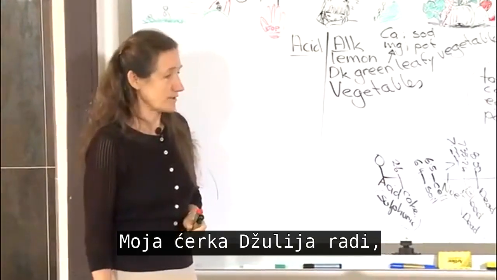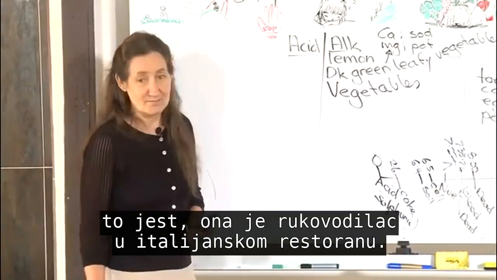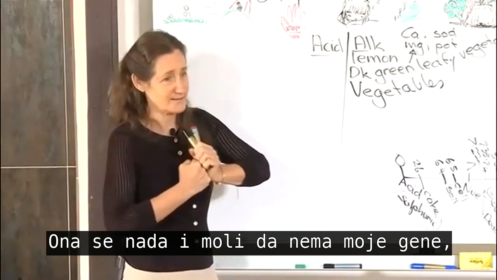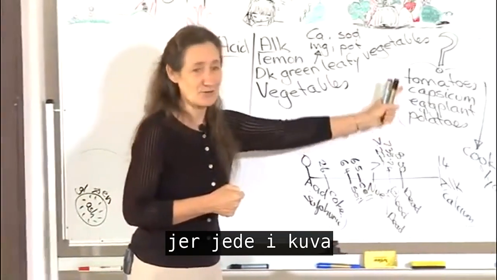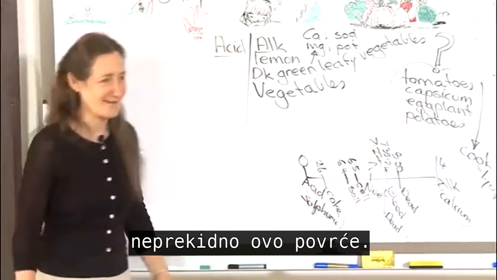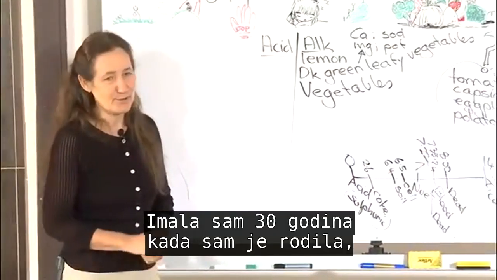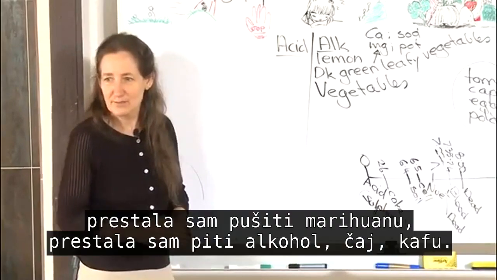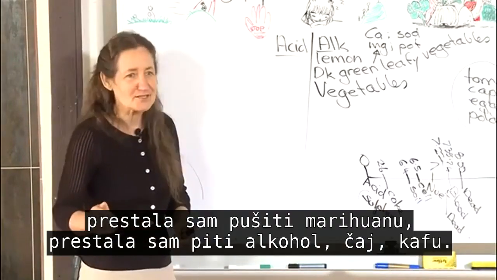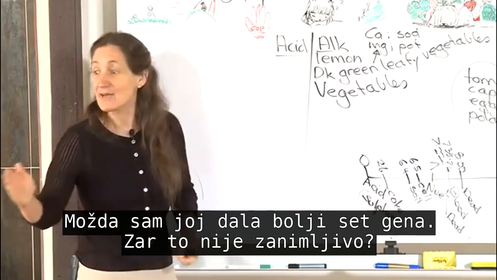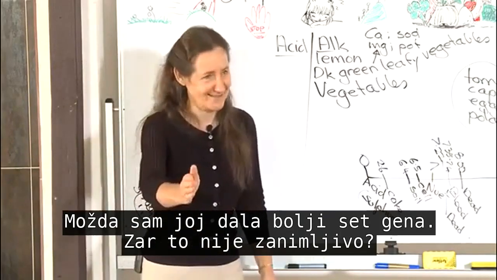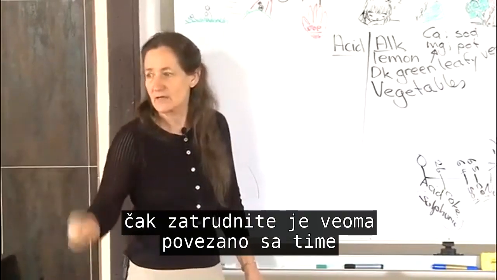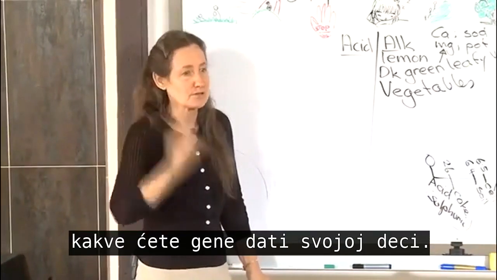My daughter Julia manages basically an Italian restaurant. She's hoping and praying she doesn't have my genes because she eats and cooks this food all the time. Well, I was 30 when I gave birth to her and I was actually going pretty good by then. I'd stopped the marijuana, stopped the alcohol, stopped the tea, stopped the coffee. Maybe I gave her a better gene pool. Isn't that interesting? It's what you do to your body before you conceive that has a lot to do with the gene pool that you give your children.